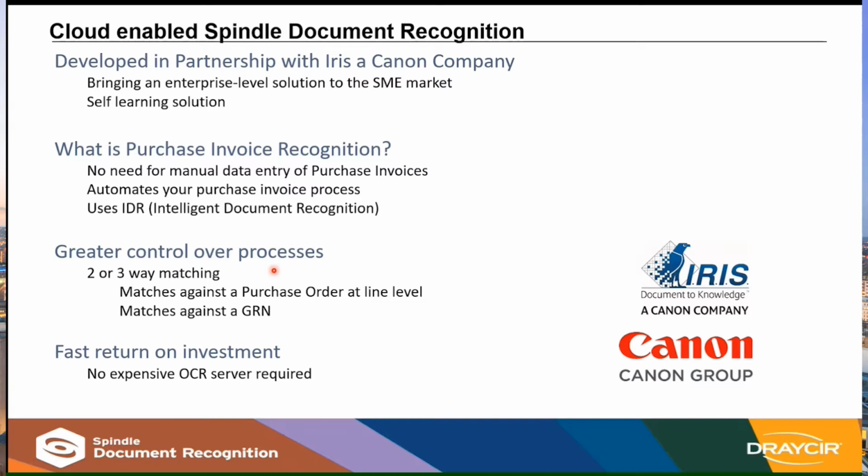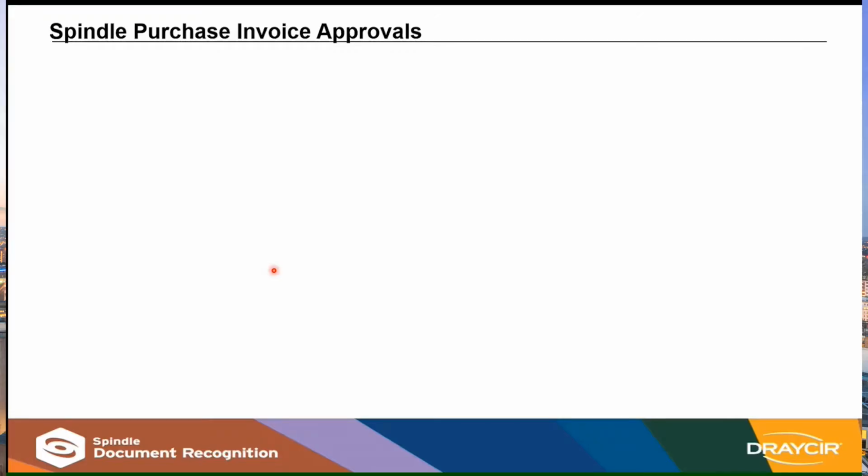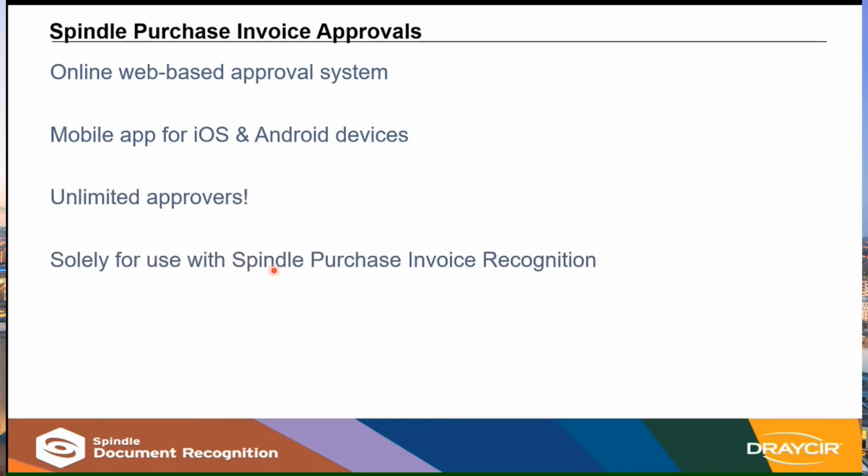With the document recognition, you also get an approvals module. If you have an approvals process for your purchase invoices currently, we can use it within our approvals module. It's online, you can get the mobile phone app for iOS or Android, and it will work on tablets. So you can sit on the train on the way to work and do your approvals first thing in the morning or last thing at night if you want to. You can have unlimited approvers, and the best bit about the whole lot is it's free and comes as part of the module. You can't say fairer than that.